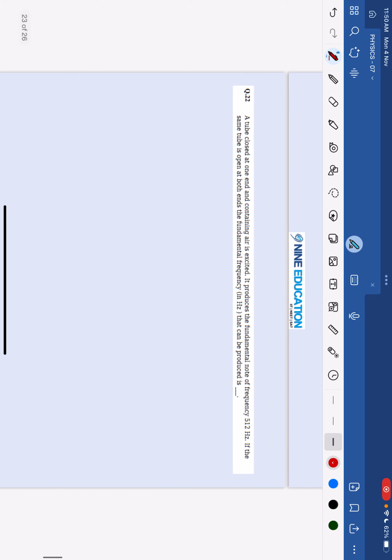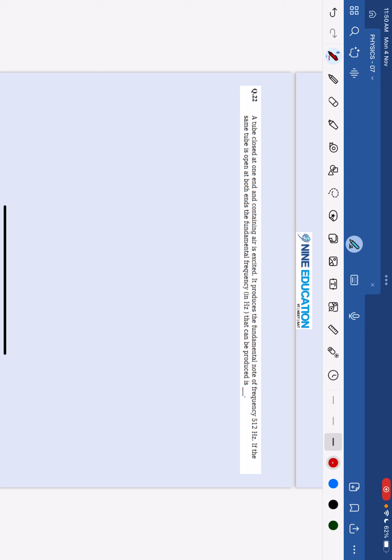Next one. A tube closed at one end and containing air is excited. It produces the fundamental note of 512. If the same tube is open at both ends, what is the fundamental frequency that can be produced? So it is closed at one end, that means it is a closed tube, right? And it's the fundamental. So what is the closed tube's frequency given? The closed tube fundamental frequency is V by 4L and it is given as 512 hertz, correct?